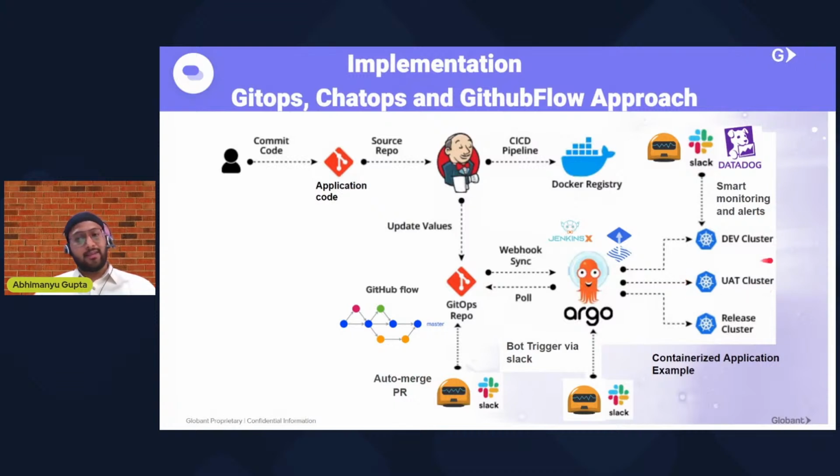So once the UAT testing is completed, right there from Slack, they can tell the bot to actually deploy this new version. As soon as they say in Slack, okay, good to go, deploy this 1.1 version, your bot will trigger your Argo CD pipeline and it will actually do the deployment into the UAT cluster.